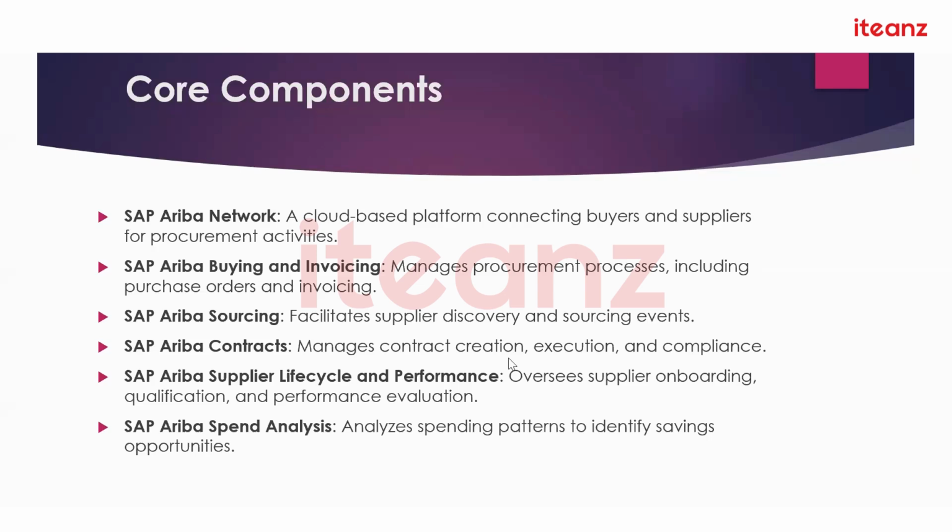Ariba Network is nothing but the platform to connect the buyer and supplier. The process and everything is done in the P2P. Ariba Sourcing, you know, is for the supplier. They can do the sourcing event, RFP, RFQ, and auction. The supplier can bid, and based on that they can create the sourcing.